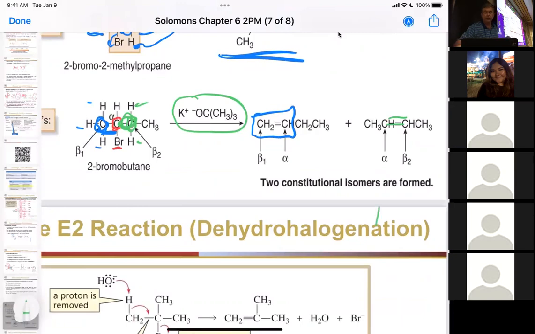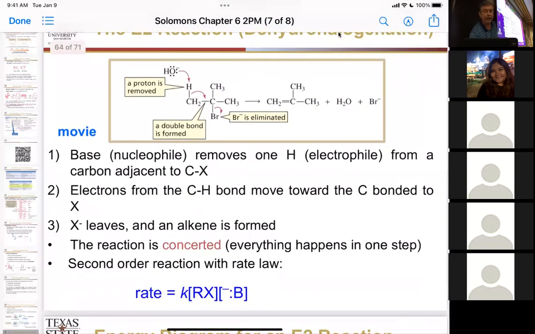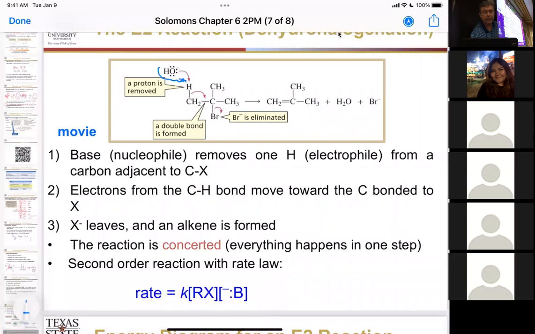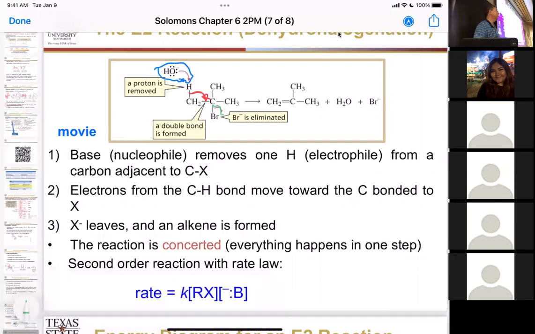So let's look at the mechanism real quick. Because it's bimolecular, we have to have our base come in, using its electrons to make a new bond with hydrogen. Then the electrons that were bonding the hydrogen to the carbon come in here and form our pi bond. And then the electrons holding this, because you can't have 5 bonds to carbon, kick out a bromide ion.